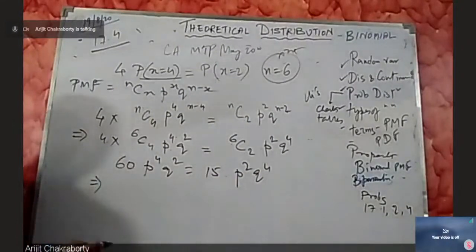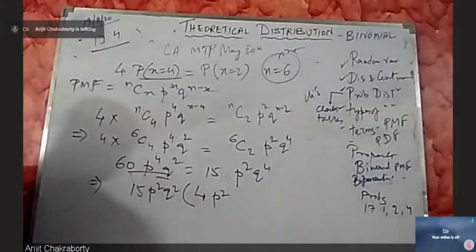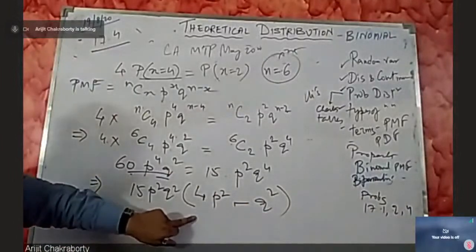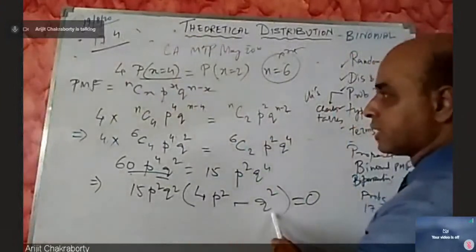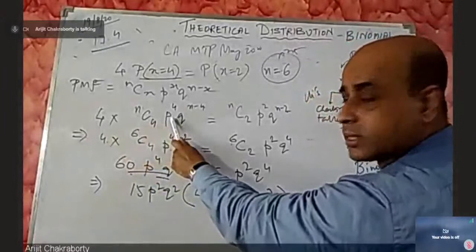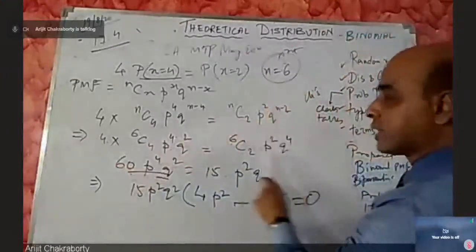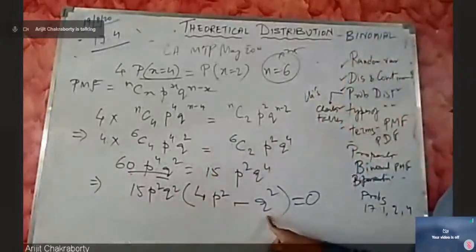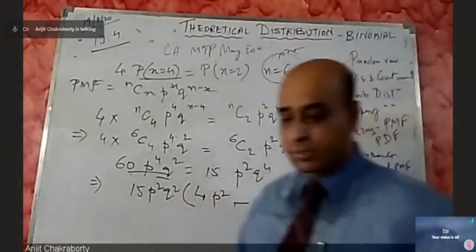Now if you take 15 p square and q square common, this side it becomes 4 p square, minus this side is coming here, q square. So 15 p square q square into (4 p square minus q square) equals 0. Please see. Up till now I think it is clear. We first took 4 into the probability that x is equal to 4 equal to the probability that x is equal to 2, so we created the probability mass function and put the value n equal to 6. We are getting 60 p^4 q^2 equal to 15 p^2 q^4. Now we have transposed this to the left hand side and this is what we are getting: 15 p square q square into (4 p square minus q square) equal to 0.